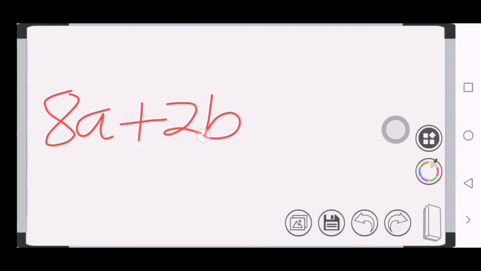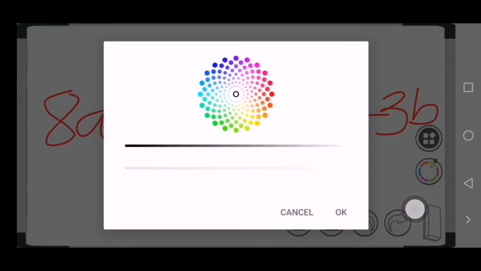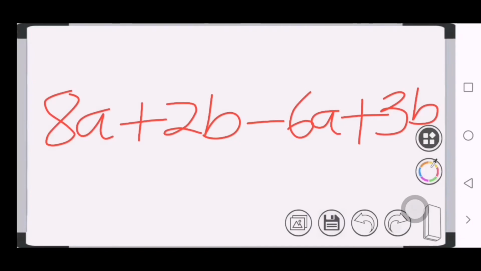Finally, if we have 8a plus 2b, I'm increasing the number of terms here, minus 6a plus 3b. Now, how many terms are there? We have 4 terms. Are there any like terms? Yes, we can agree there are like terms. So let us group the like terms. 8a, the partner or its like term is 6a. So we put them together as 8a.